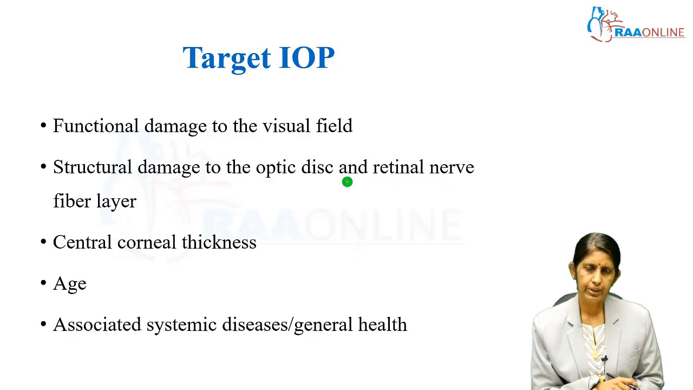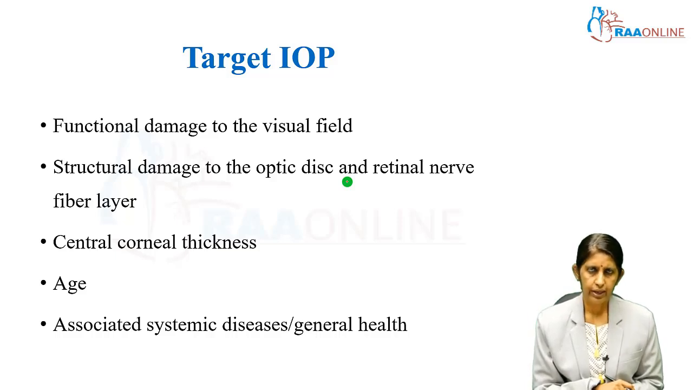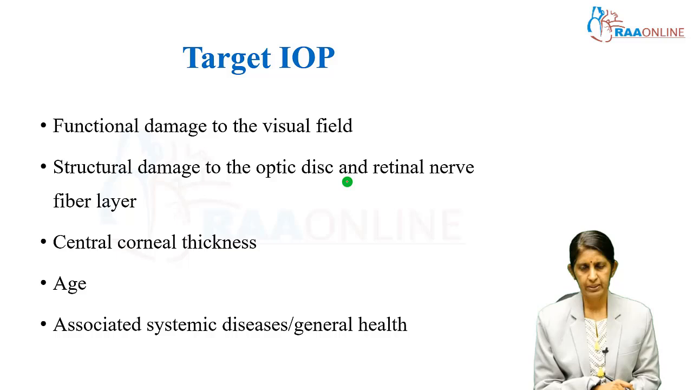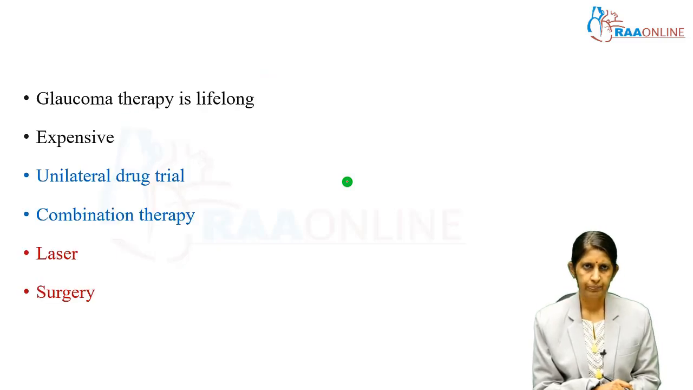So, the target IOP will be calculated based on the functional damage to the visual field, the structural damage to the optic disc and the retinal nerve fiber layer, the existing central corneal thickness, the age of the patient and associated systemic diseases and general health of the patient.